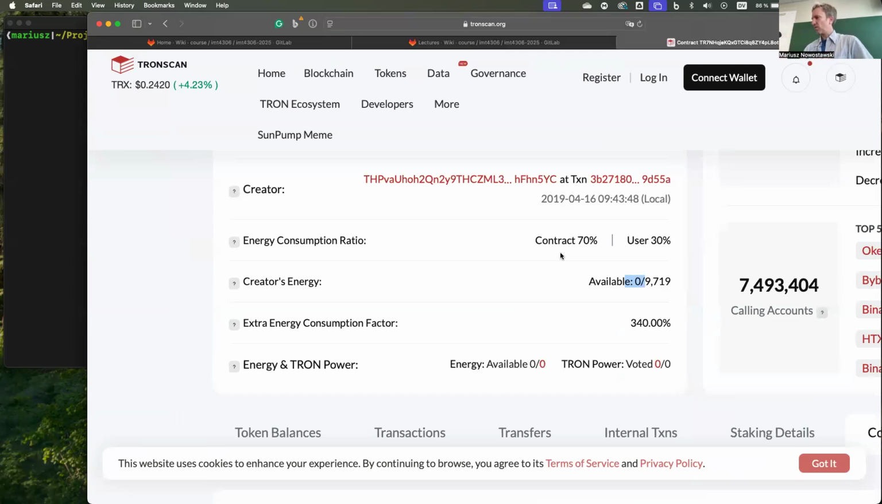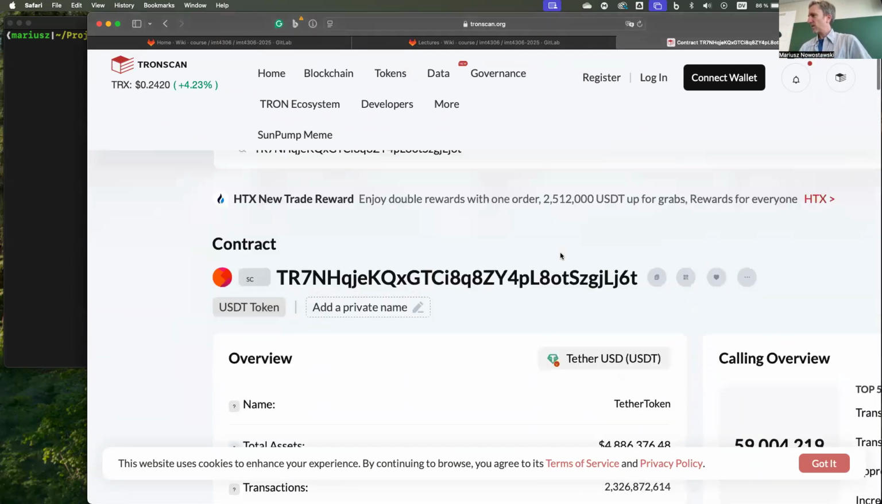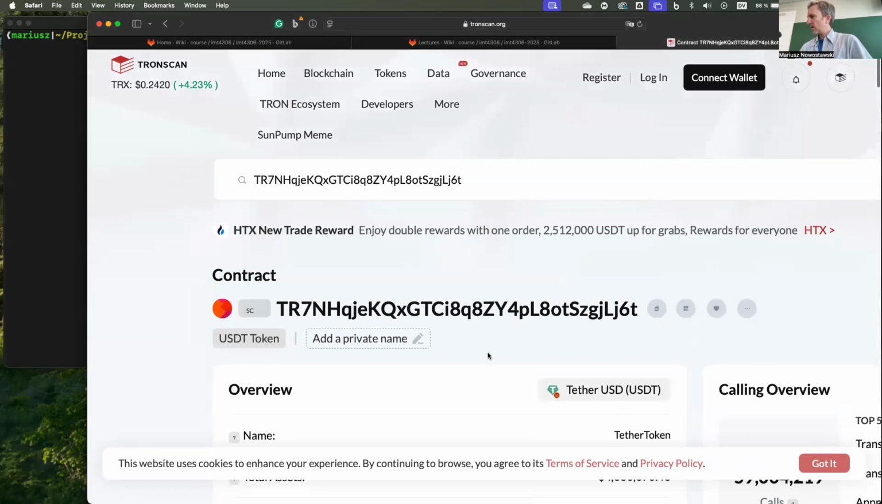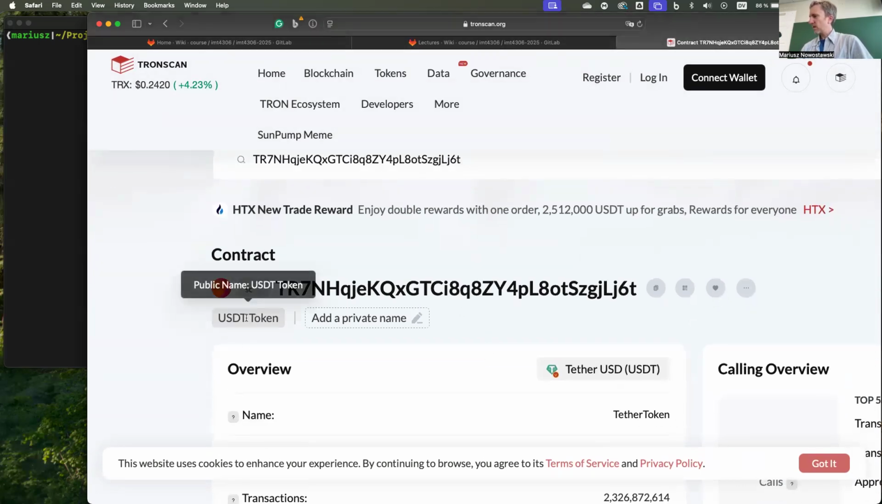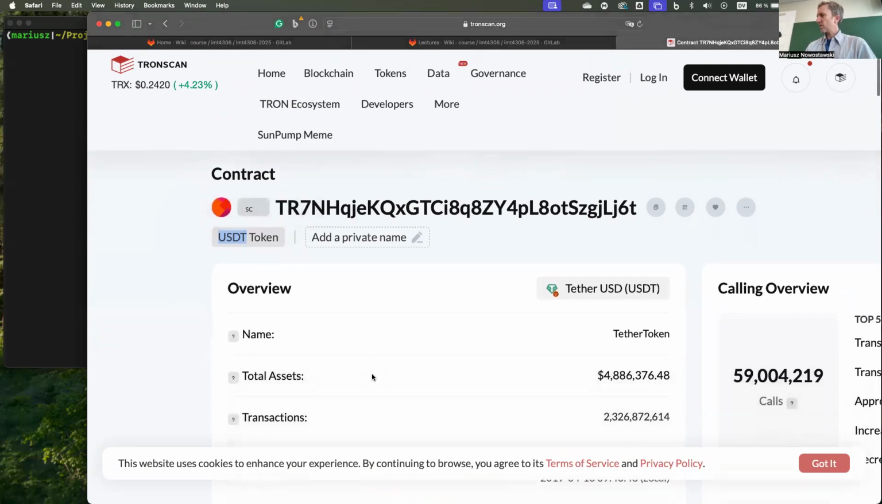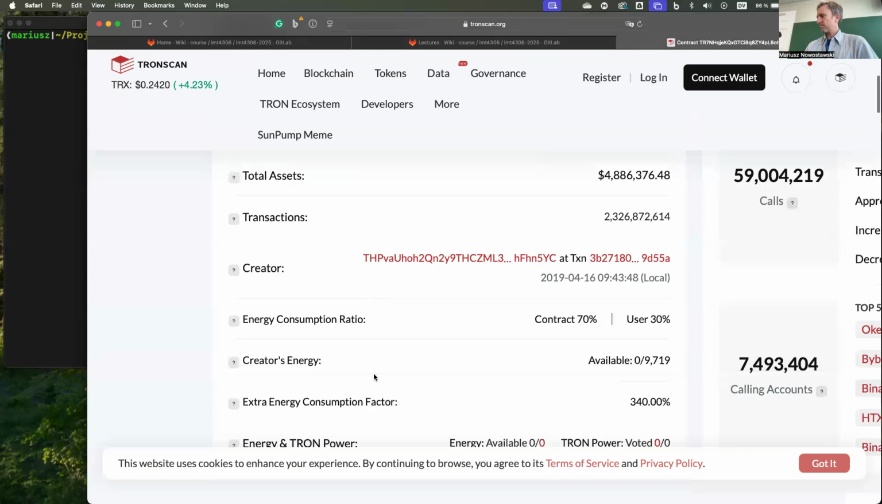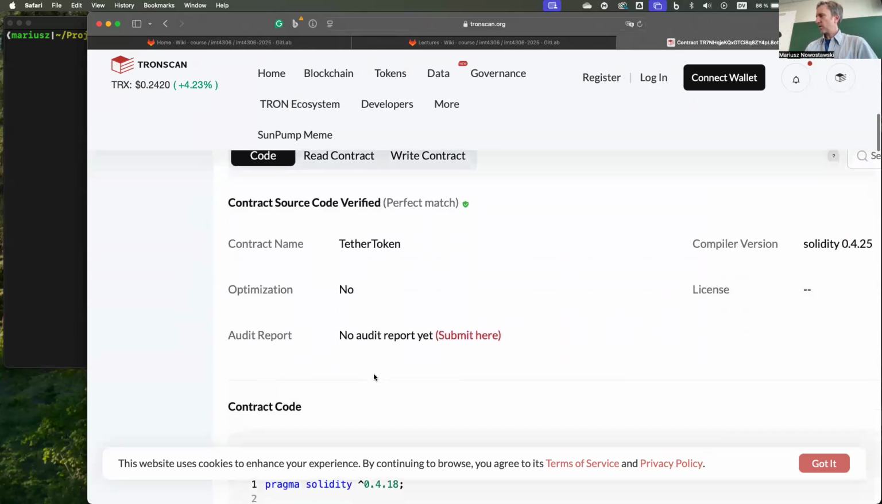So what is the contract for? It's a USDT token, which is a stable coin from Tether, and it is available on Tron, right? So Tether released the coin on different chains, including Ethereum, but it also released the token on Tron. So you can check the contract.